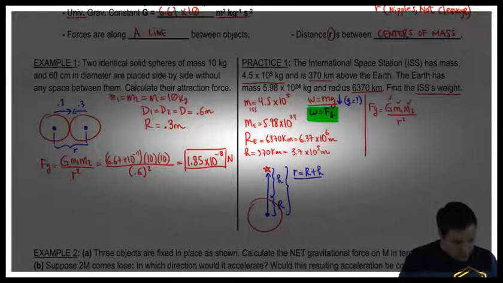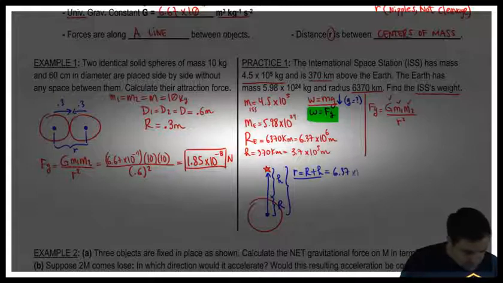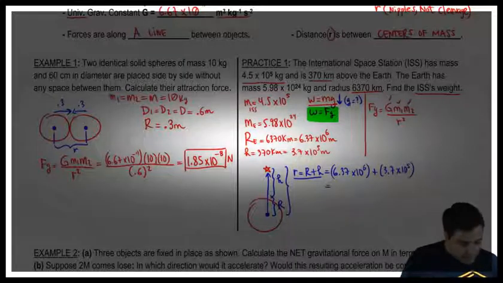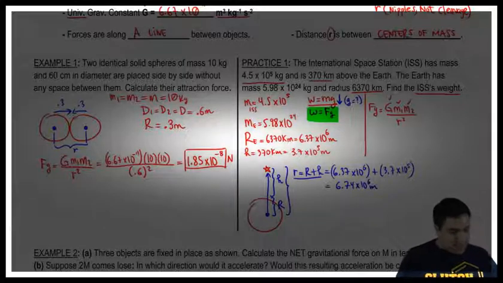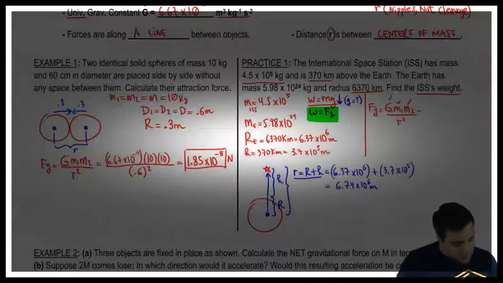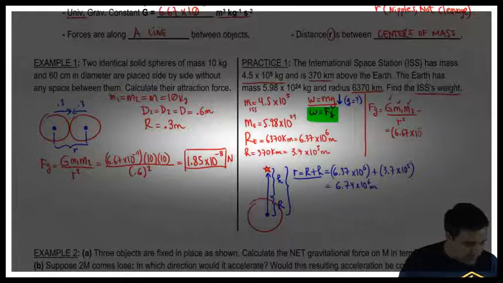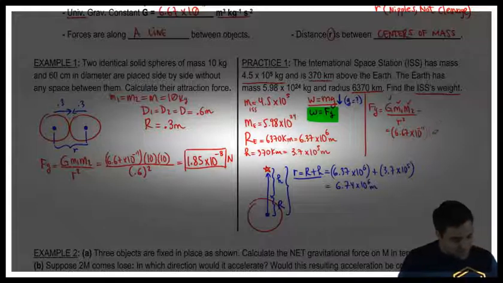Okay? So if I were to do this, the numbers are 6.37 times 10 to the 6 plus 3.7 times 10 to the 5th, and then when you add both, you get 6.74 times 10 to the 6 meters. And that's the number that's going to go here. Okay? So when I do this, it's going to be 6.67 times 10 to the negative 11. The two masses, which are, this isn't going to fit here. Let me just go. So that's the equation, but we're going to continue here.